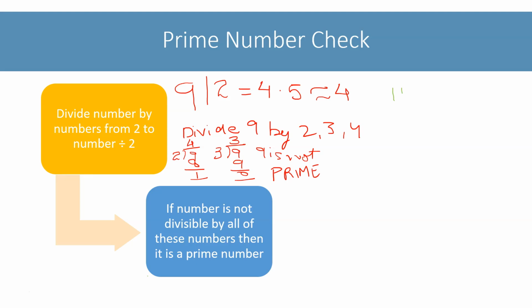Let's check 11 also with this method. 11 divided by 2 gives me 5. I need to check if 11 is divisible by 2, 3, 4 or 5. Let's start with 2. So 11 is not divisible by 2. Let's try with 3.